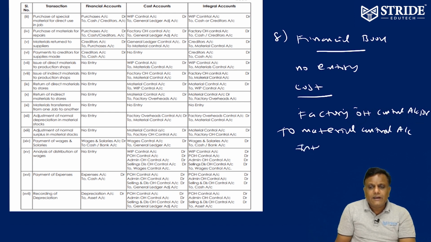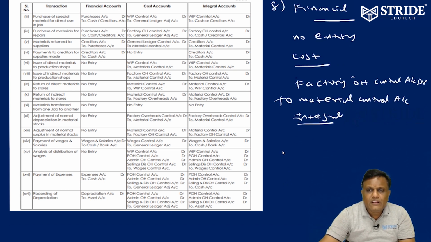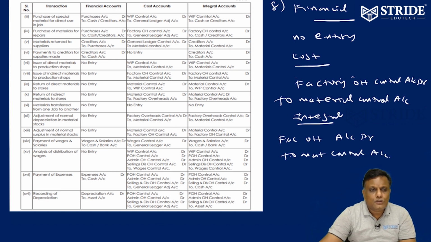Next, integral books. So there is no entry in the financial books. What will be the entries in the cost? It is the same entry, which means factory overhead control account debited, same entry in the integral only. To material control account. Number 8. Factory overhead to material control.